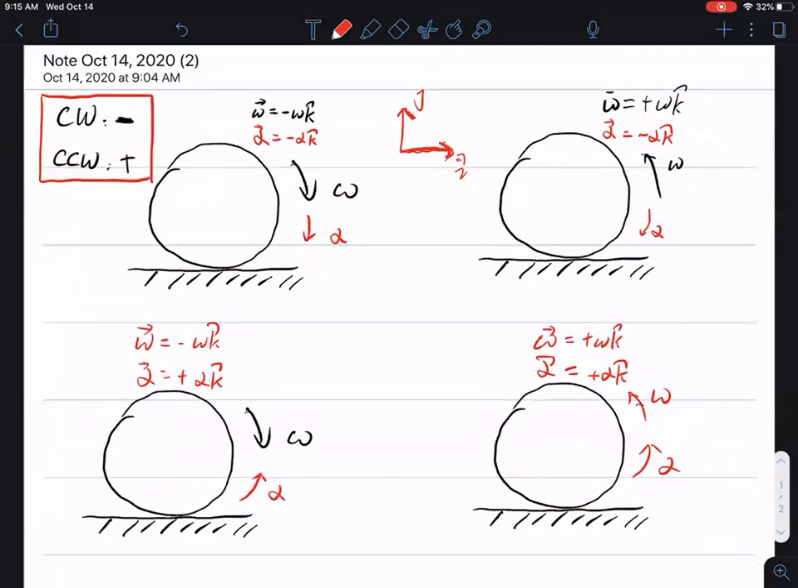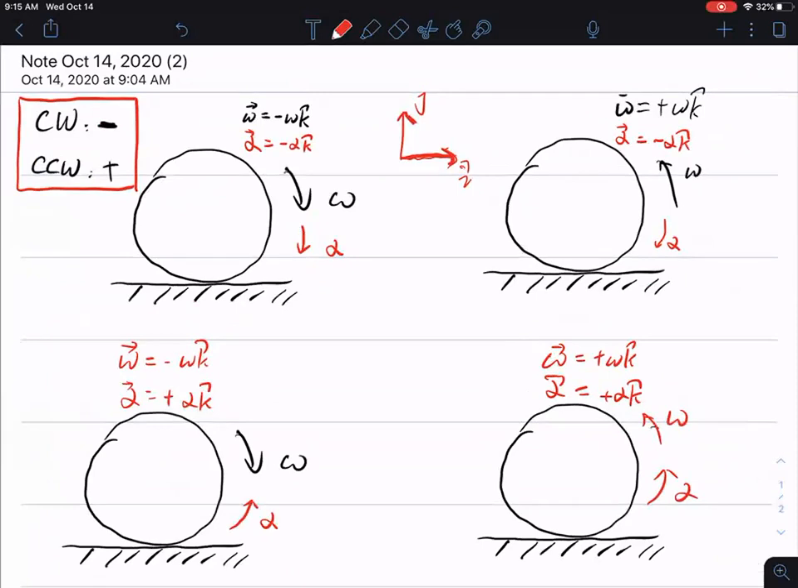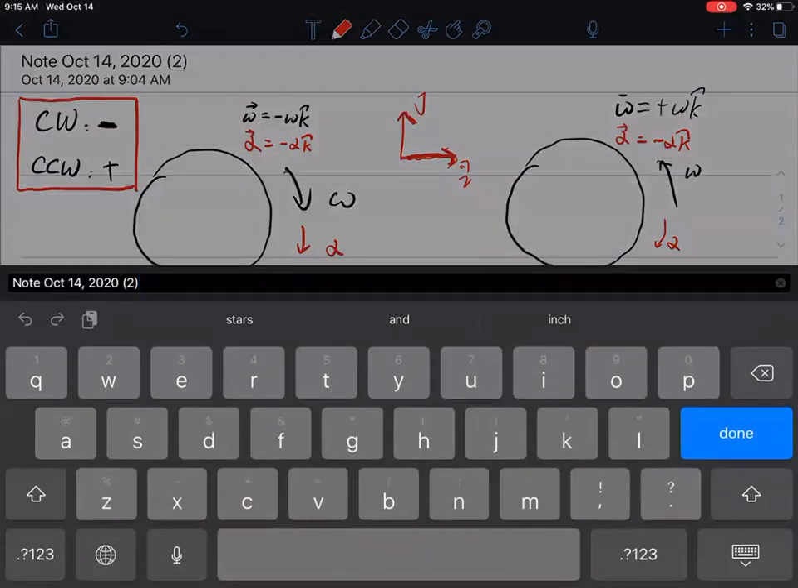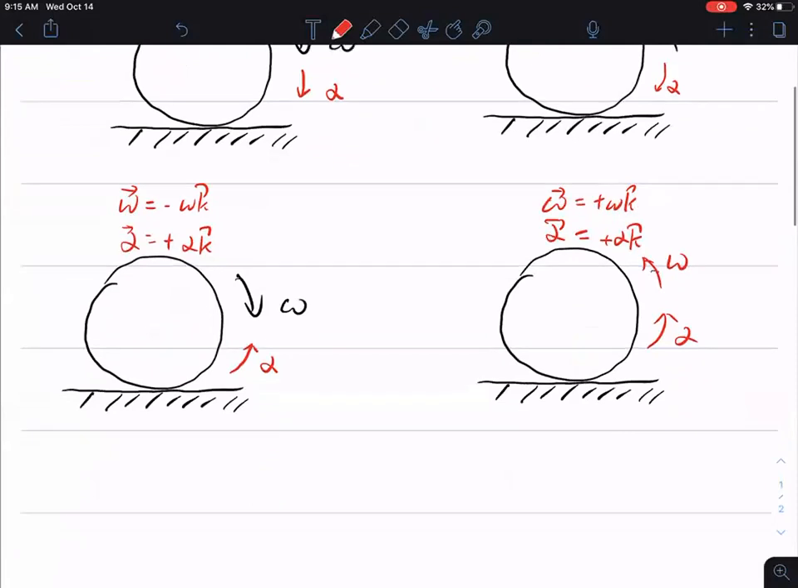Okay, those are the directions for angular acceleration and angular speed, or angular velocity, which would help you on your exam rework. Anyway, let's move on.